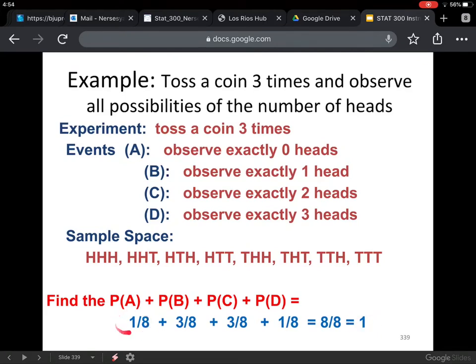What's the probability of getting 0 heads? That's 1/8. Where is this 0 heads? This one right here has no heads, right? It has 3 tails. What's the probability of getting 1 head? Well, exactly 1 head would be this one, and this one. There's 3 of them. What's the probability of getting 2 heads? HHT, HTH, and THH. That's 2 heads. So there's 3 of those, 3/8. And then what's the probability of getting all 3 of them to be heads? There's 1/8 probability. And if you add up all these probabilities, they will always equal 1.